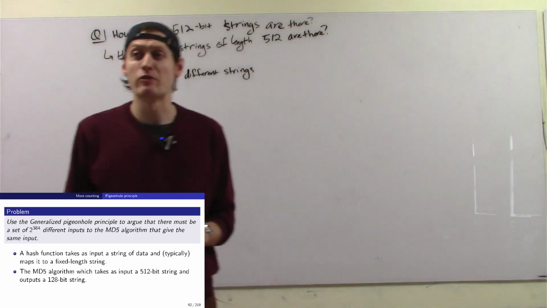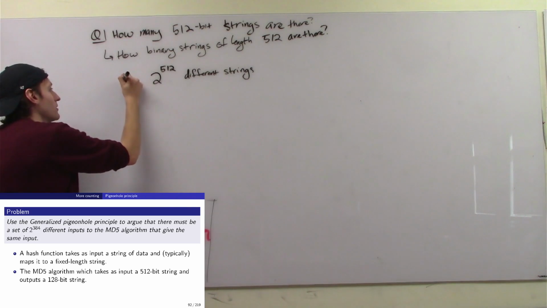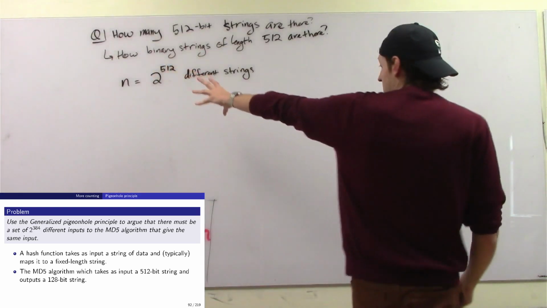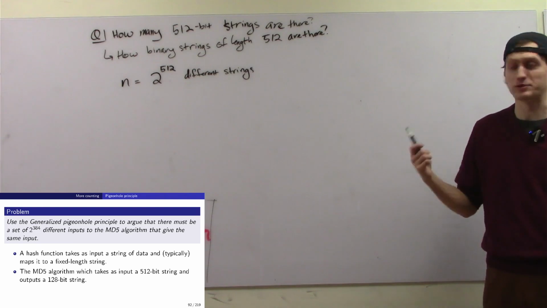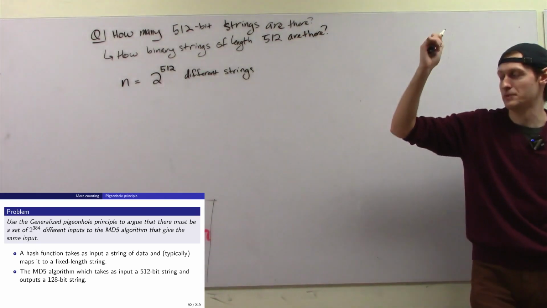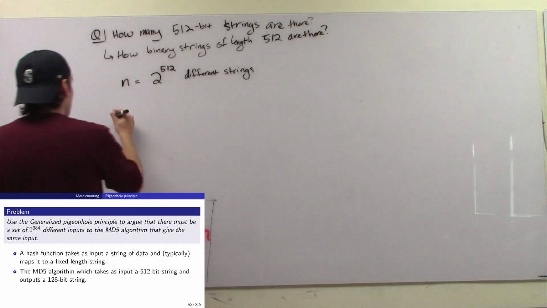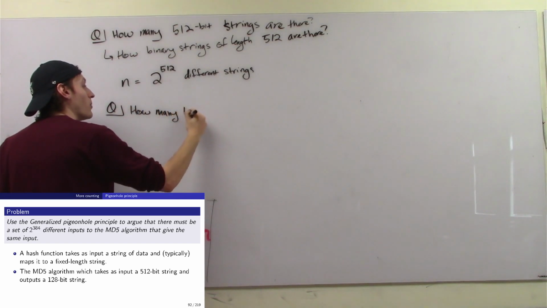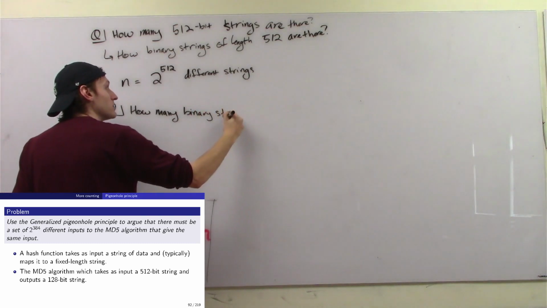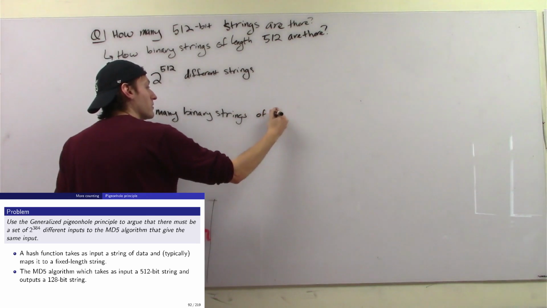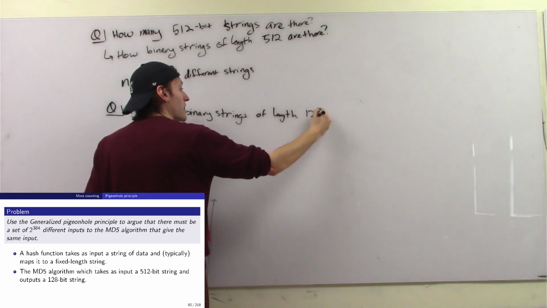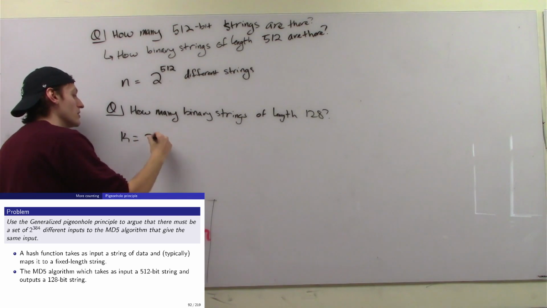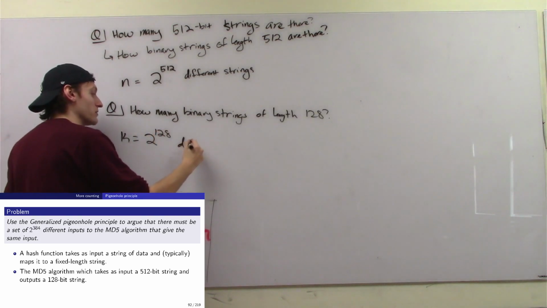Going back to our idea of the generalized pigeonhole principle, I'm going to call this n. This is our pigeons in this problem. The next question is, we're taking these long strings and mapping them to shorter strings. That's what's going on there: we're taking our pigeons and putting them in pigeonholes. So question number 2 is, how many binary strings of length 128 are there? I'll call this k, and this is going to be 2 to the 128 different strings.